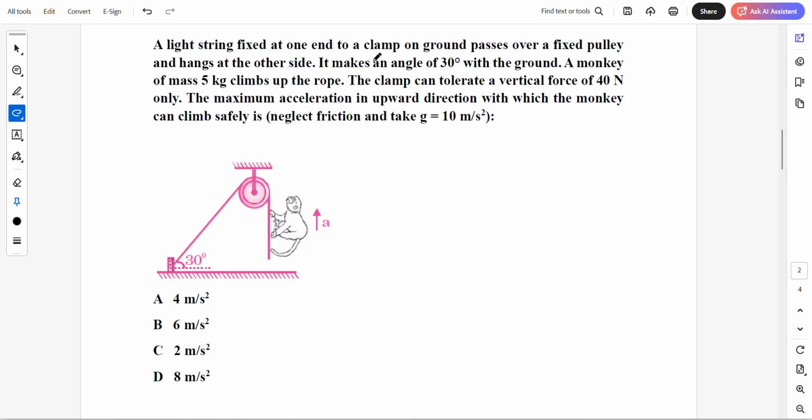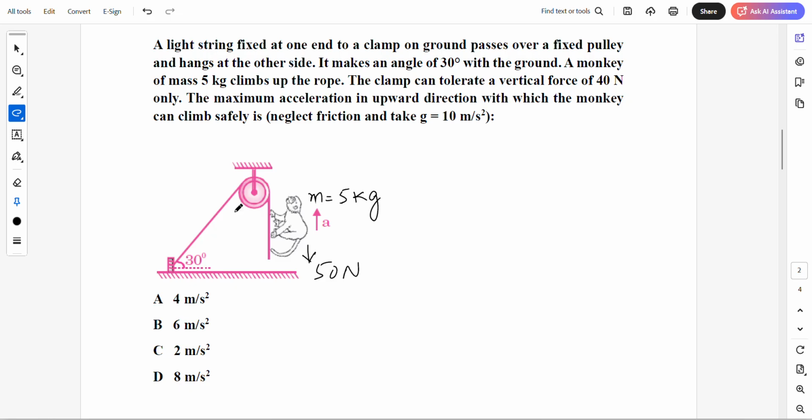A light string fixed at one end to a clamp on the ground passes over a fixed pulley and hangs at the other side. It makes an angle of 30 degrees with the ground. A monkey of mass 5 kg, so the weight mg will be 50 newtons. The mass is not so much. The monkey is thin, not very thick, though here it is shown a little bit fat. No problem. The monkey climbs up the rope.